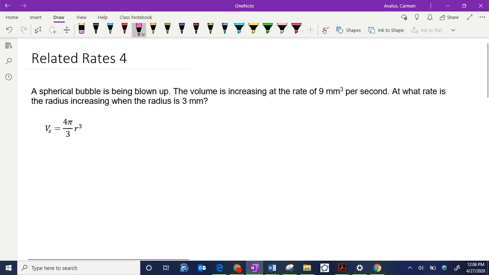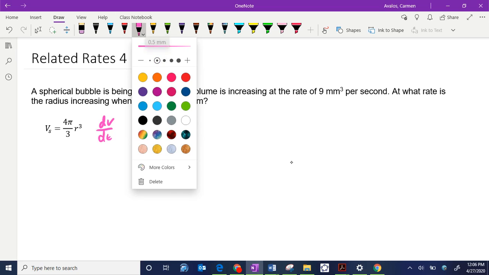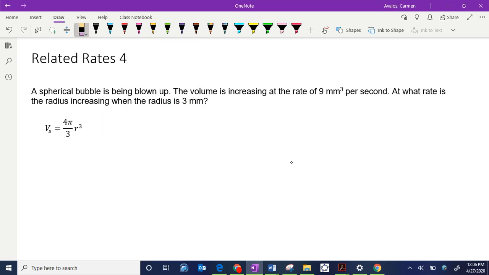So when I look at this, I know that we have the information there. I'm just going to put it down here so we know the information. We know that we're given dV/dt. dV/dt is going to be 9 millimeters cubed per second. And so we're given that information.